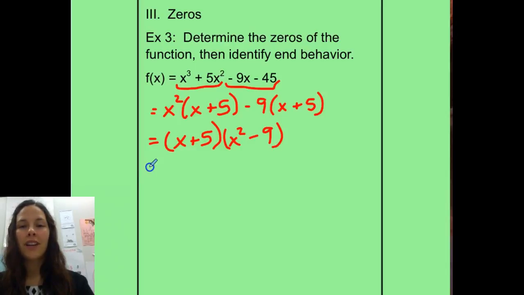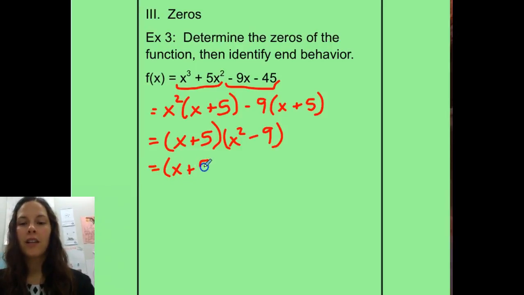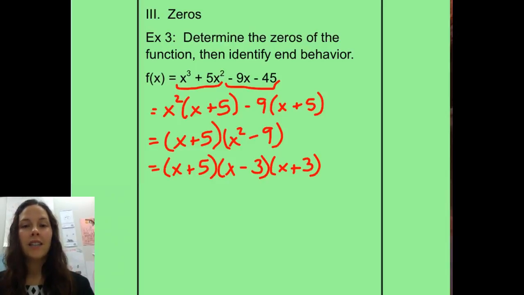In this case, we have an x squared minus 9, which is a difference of squares. So I can factor that again into conjugates. The highest power on our original function was 3, which means we can have at most 3 zeros. In this case, we factored it into 3 binomials, so we do have 3 zeros.